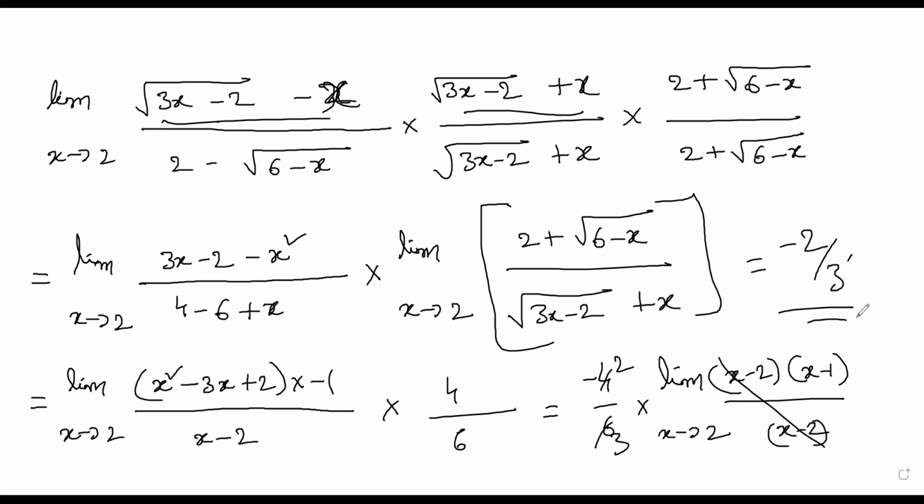Hope you understood how we have done it. After eliminating the hurting term, I substituted x equal to 2. So you have 2 minus 1, which is 1. So negative 2 by 3.